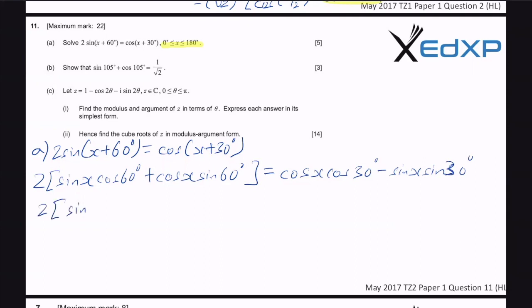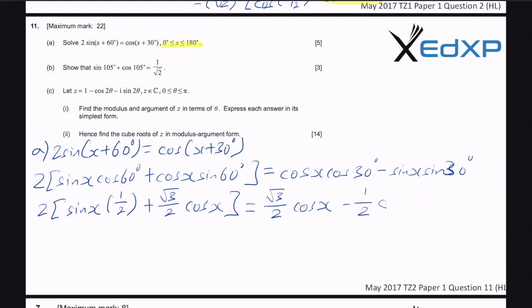2 sin x cos 60 is a half. Sin 60 is root 3 over 2. And these are our special angles. Equals to cos 30 is root 3 over 2. And sin 30 is a half. So we can simplify this. We have sin x plus root 3 cos x equals to root 3 over 2 cos x minus half sin x.